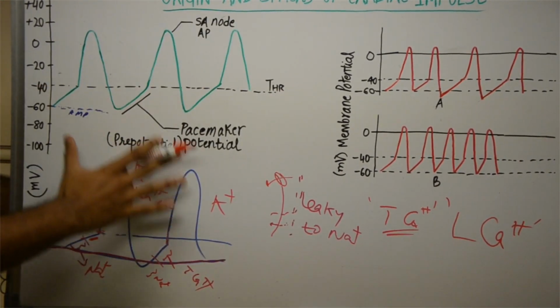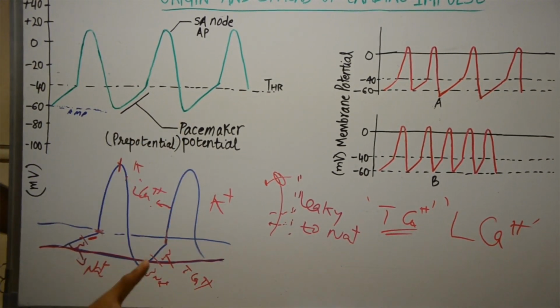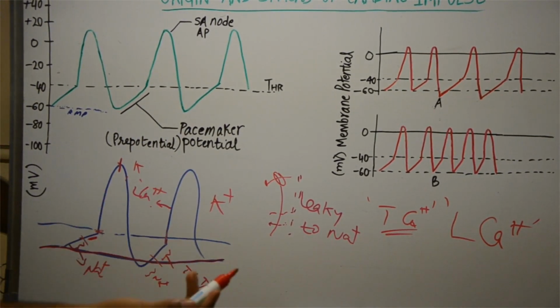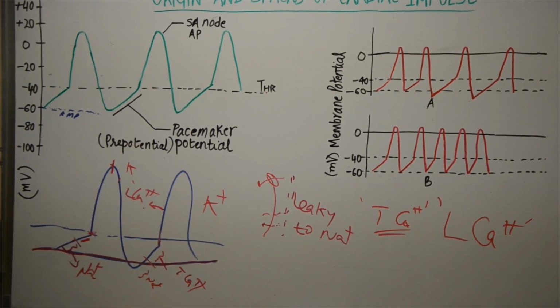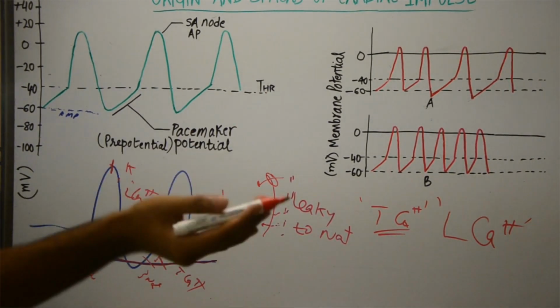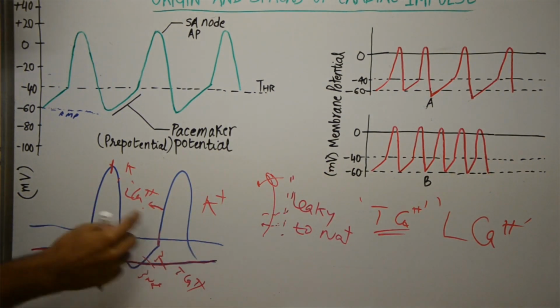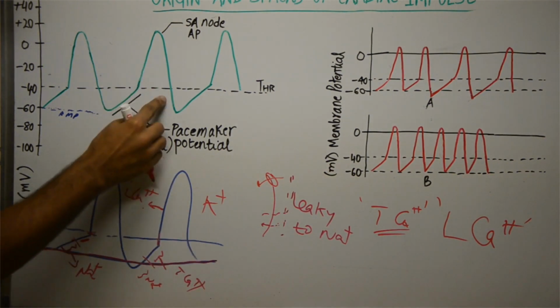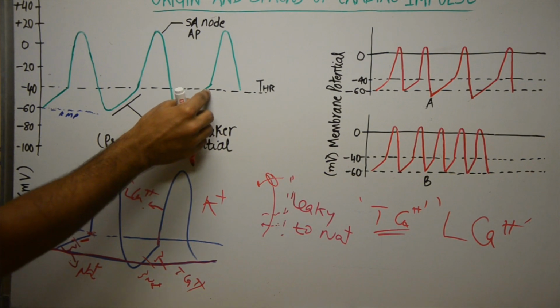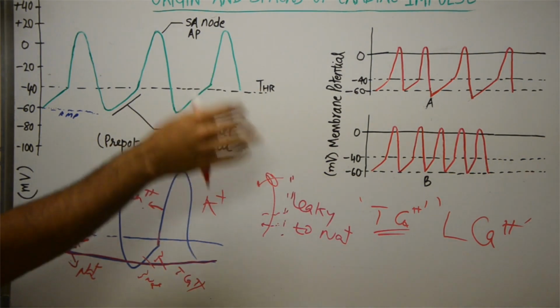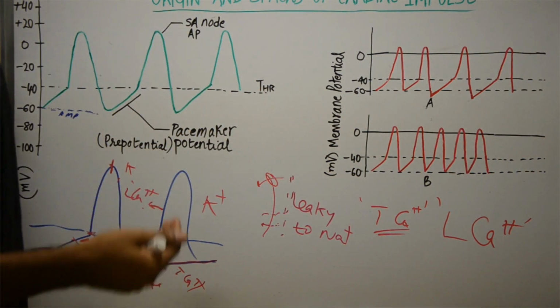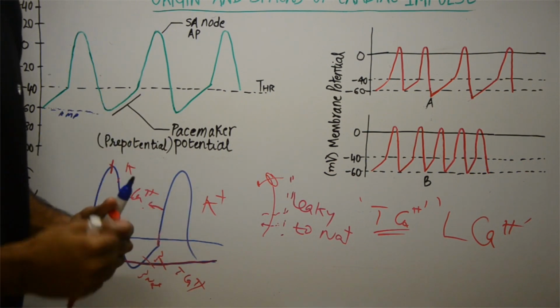So this is the main reason why there is autorhythmicity. You see, the membrane is leaky. It does not require an external stimulus. It being leaky, sodium comes in every time the resting membrane potential is reached. Every time the resting membrane potential is reached, sodium moves in and there is slow depolarization. Okay? So this is the basis of development of autorhythmicity in the SA node.